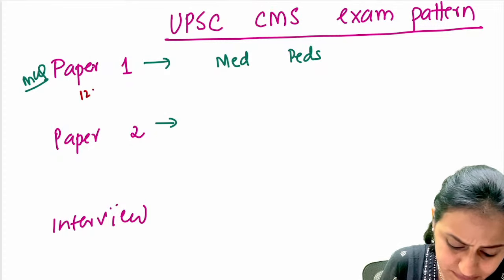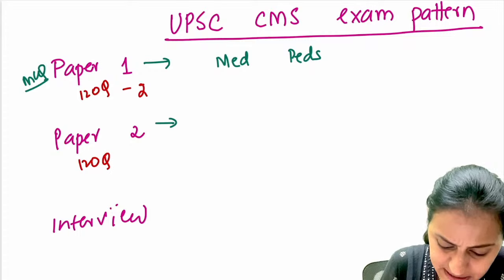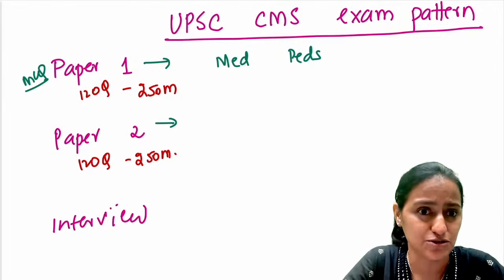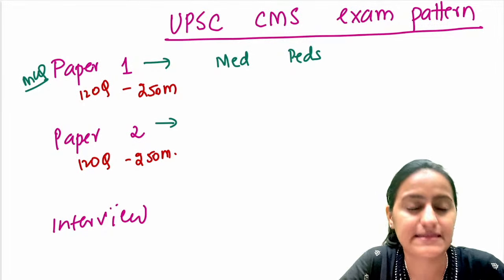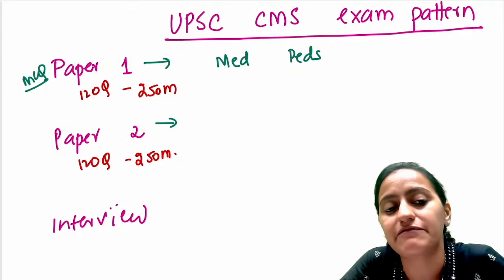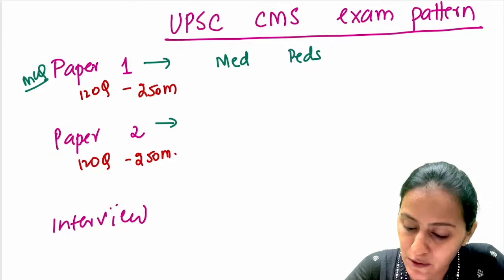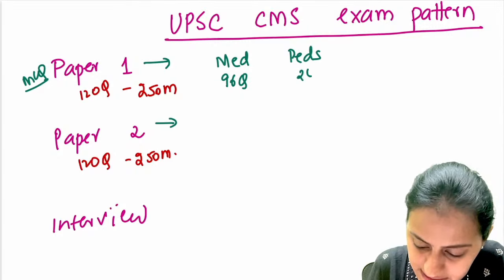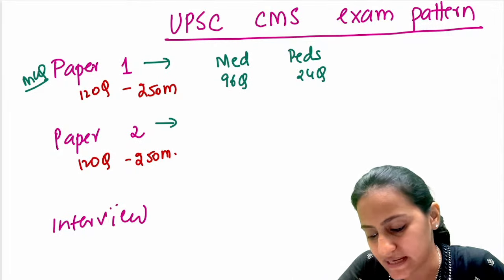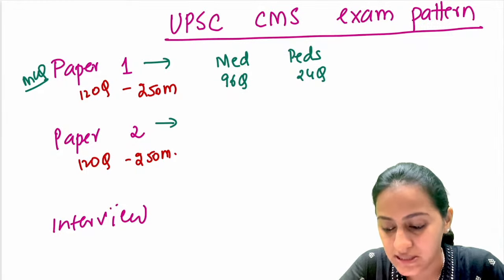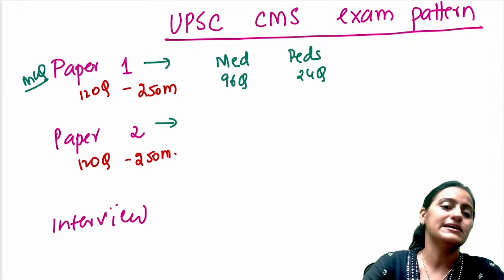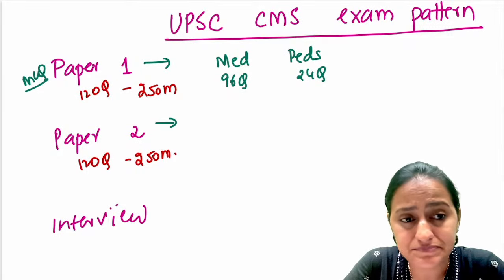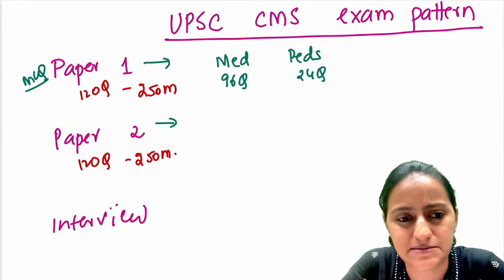Each paper has 120 questions, and each is 250 marks, so it's about 2.08 marks for each question. Is there negative marking? Yes, minus 1/3 for every wrong answer. In paper 1, out of 120 questions, 96 are medicine and 24 are pediatrics, so you can see that medicine has a lot of weightage. When I say medicine, it has allied subjects like 1-2 questions from dermatology, then psychiatry, and pharmacology, of course, is a part of medicine.